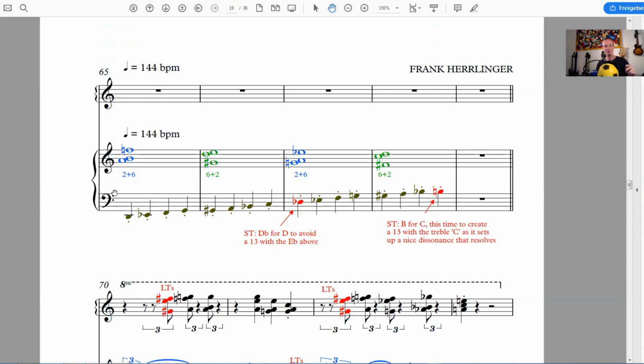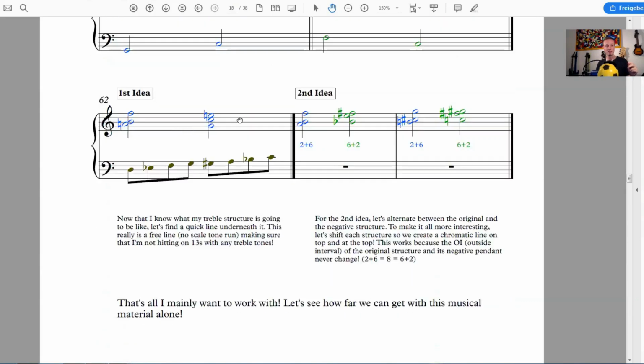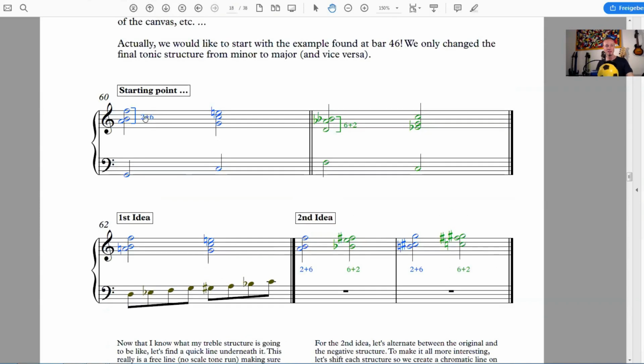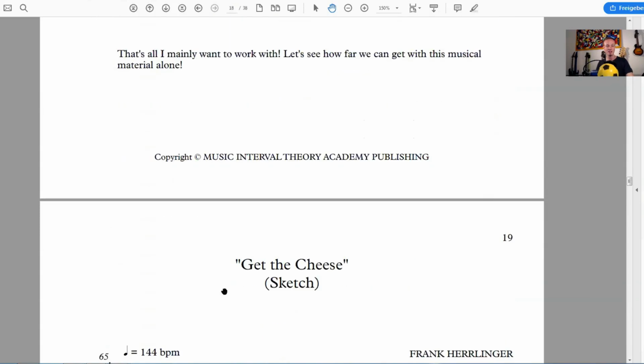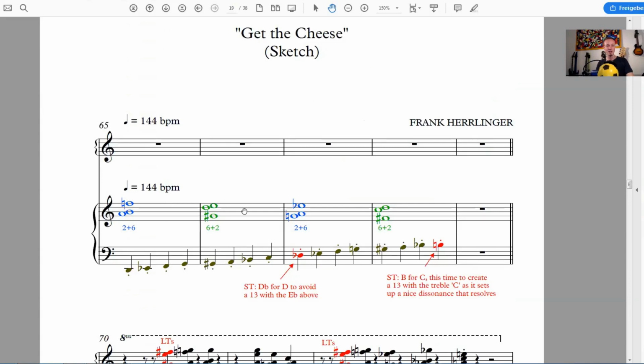Everything that you will be seeing in blue comes, of course, from this side right here. That's my original side. And everything in green comes from my negative side. So that is the color coding.